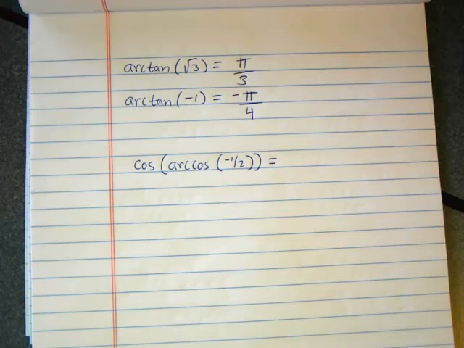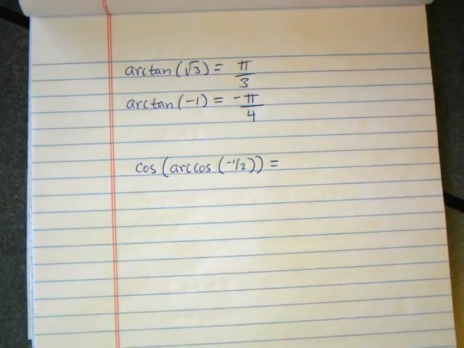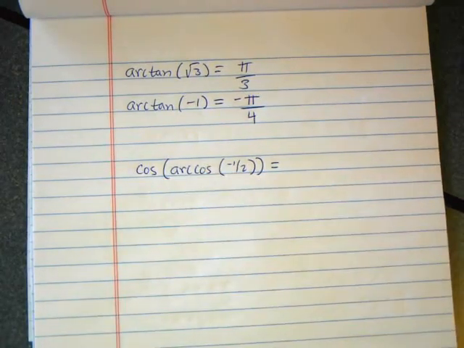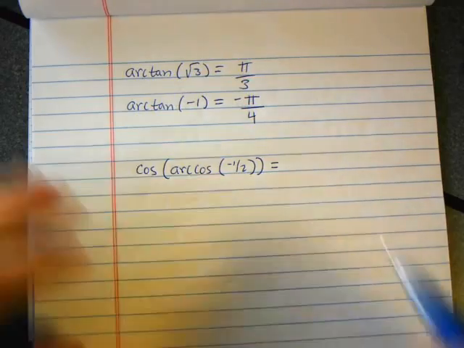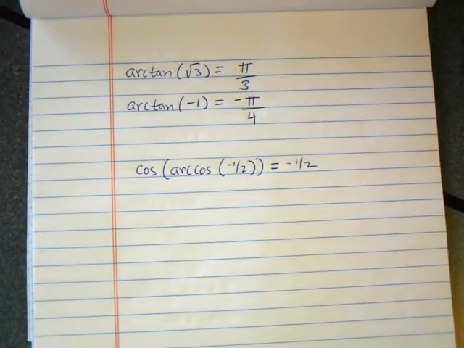That's correct. And what can you tell me about cosine and arc cosine? Inverses. They're inverses. So what happens when I have a function and its inverse? They simply cancel each other out, and the answer is negative 1/2. That's the easy way to do it. You simply say that cosine and arc cosine are inverses of each other. Since they are inverses, they reduce each other. But if you have like sine of arc cosine of negative 1/2, ah, then you got a problem.